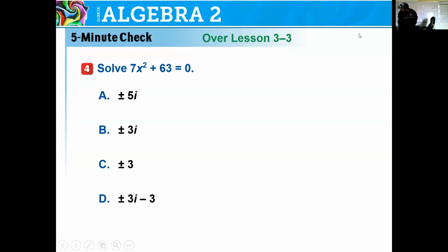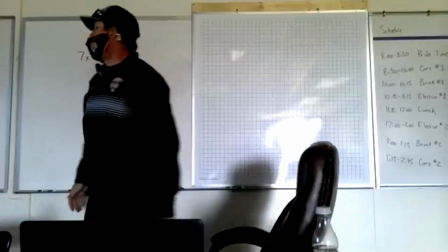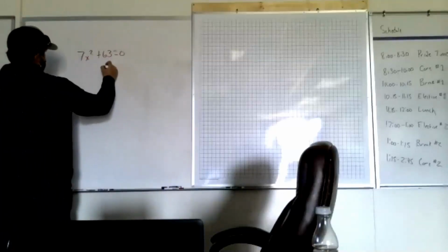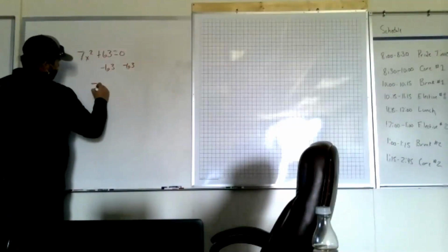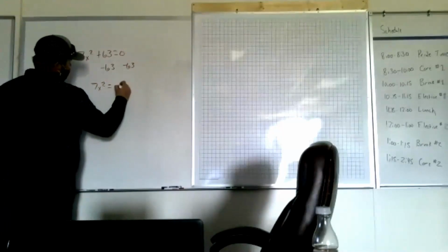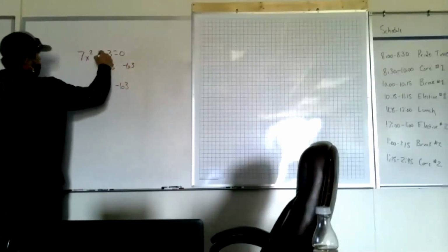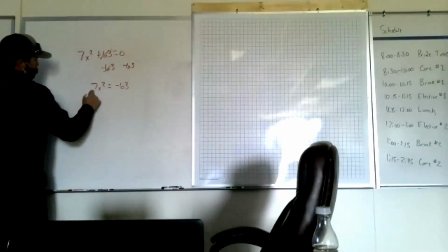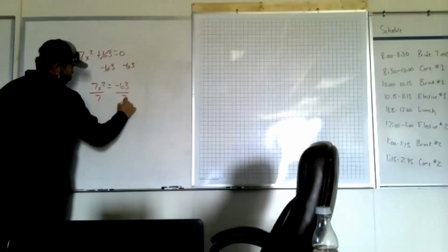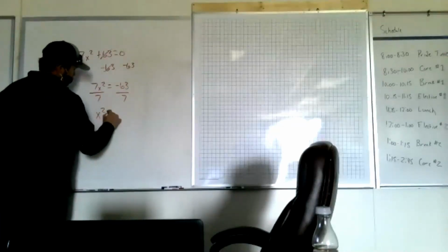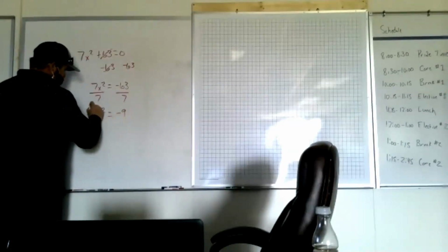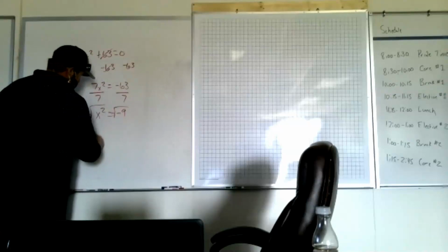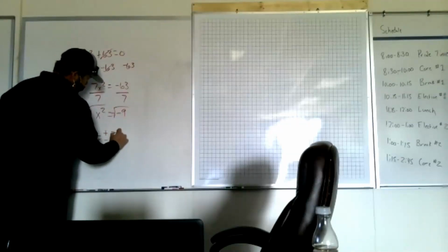So first step, isolate the variable. We reverse PEMDAS, so we're going to minus 63 on both sides. That's going to give us 7x squared is equal to -63 because those two cancel out. So we divide by 7 on both sides. We get that x squared is equal to -9. Now we take the square root of both sides, which shows that x is equal to plus or minus 3i.